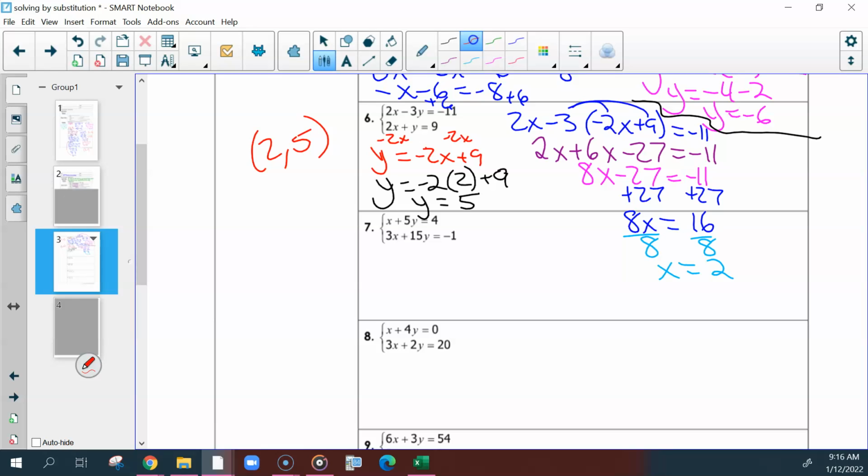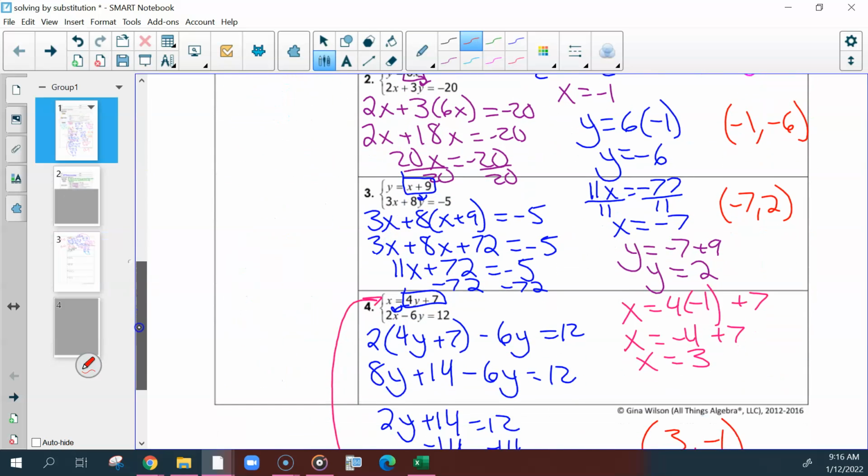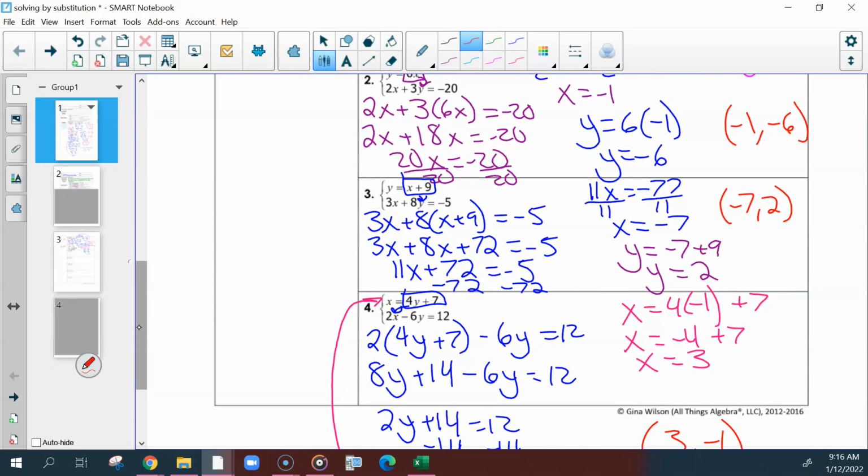Do you have any questions on how to solve systems of equations by substitution? Any other questions, concerns, any confusions you want to clear up?